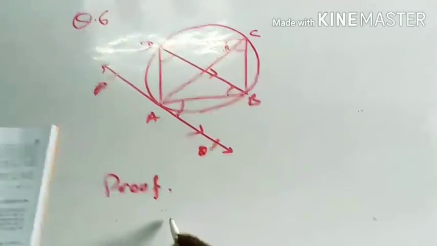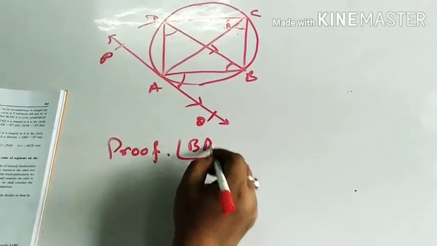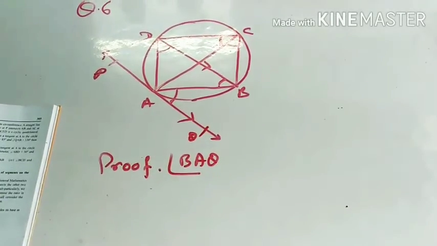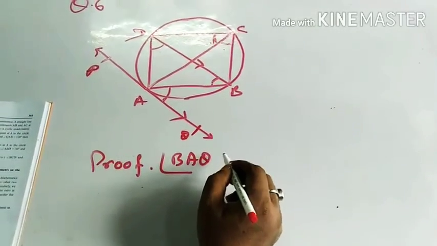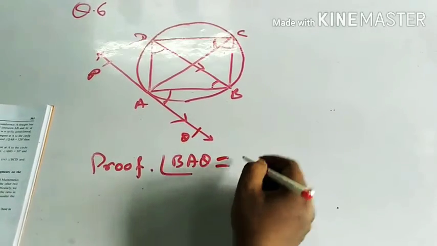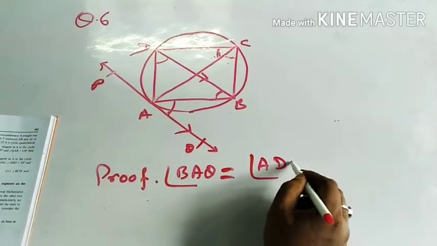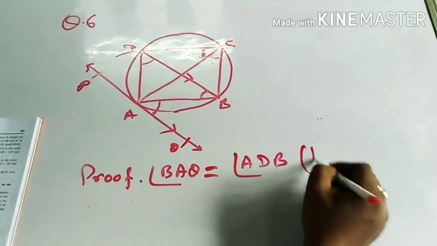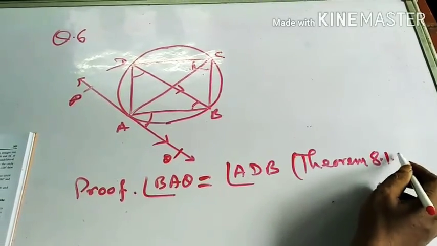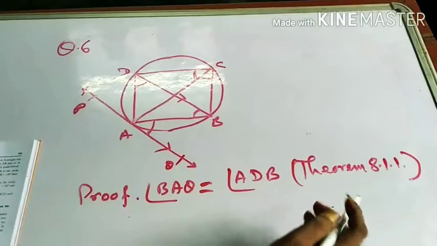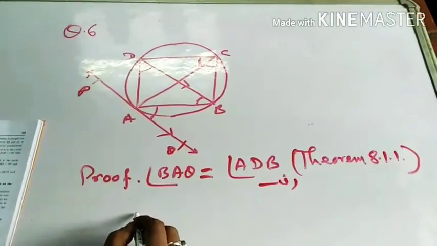So, how am I going to write it. Angle BAQ is equal to angle ADB. This is from theorem 8.1.1, alternate segment. This is equation 1.